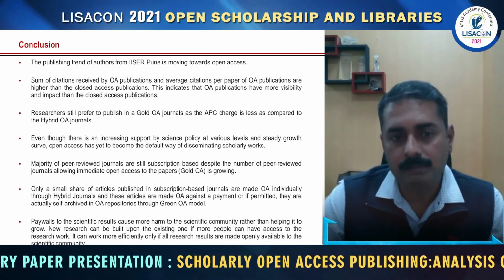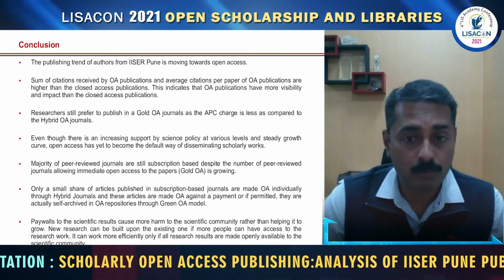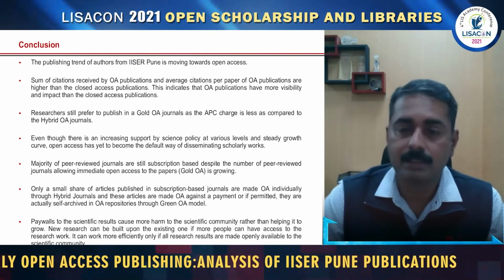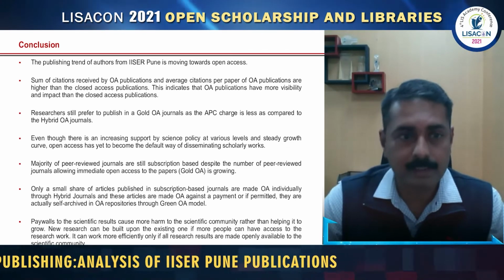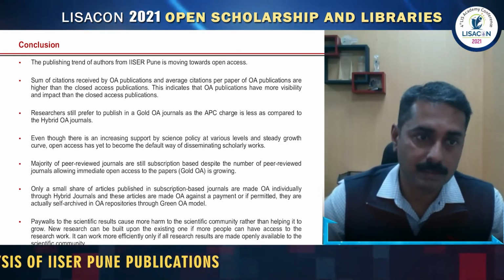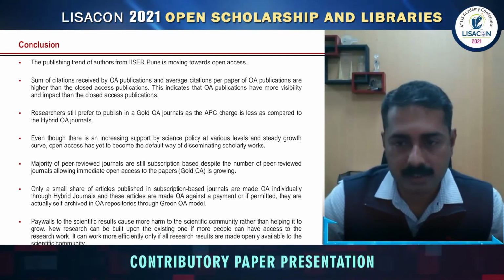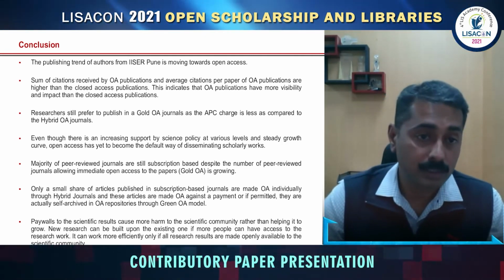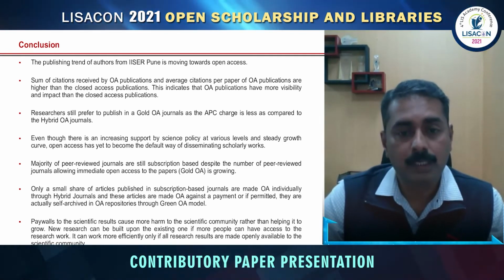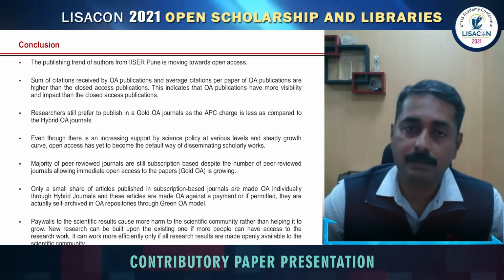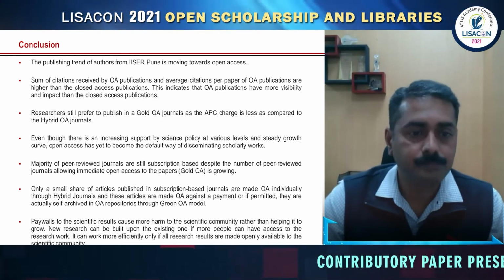Researchers still prefer to publish in gold open access journals, as the APC charges are less as compared to the hybrid open access journals. Even though there is an increasing support by science policy at various levels and steady growth curve, open access has yet to become the default way of disseminating scholarly works.